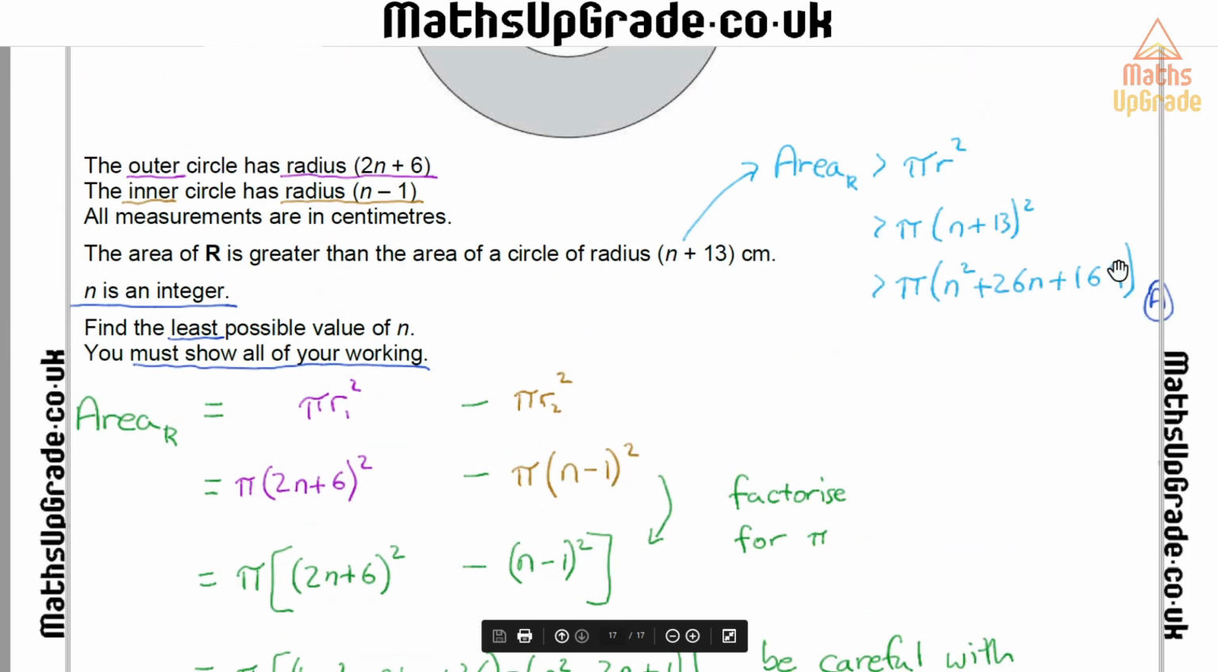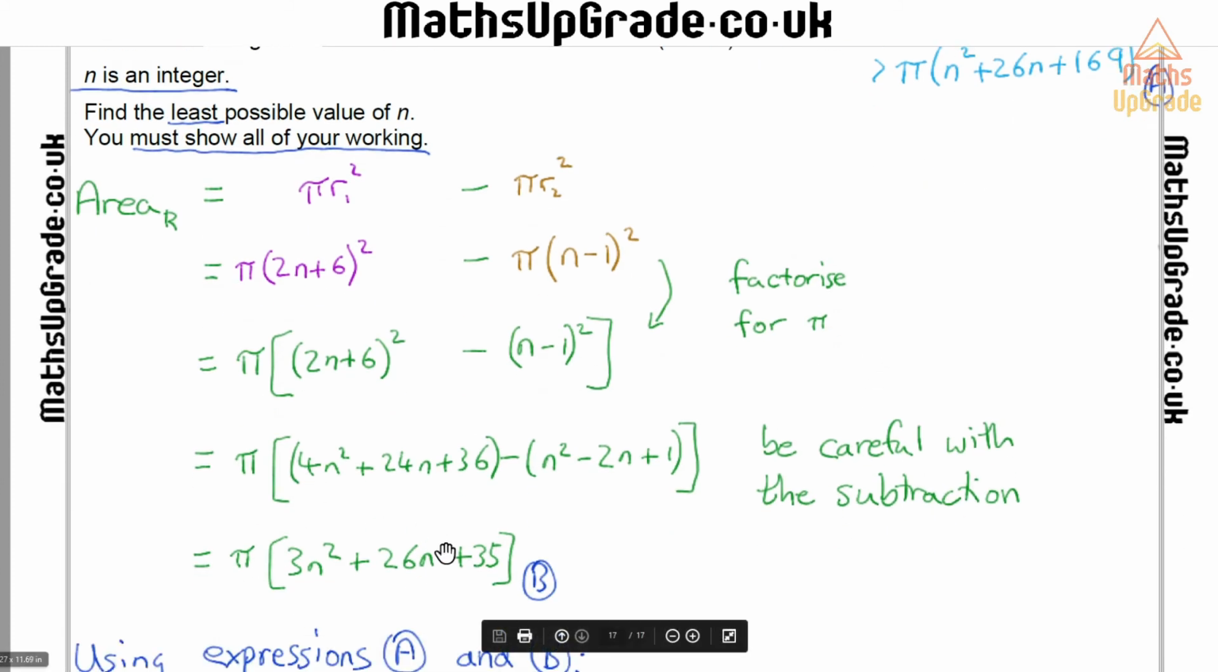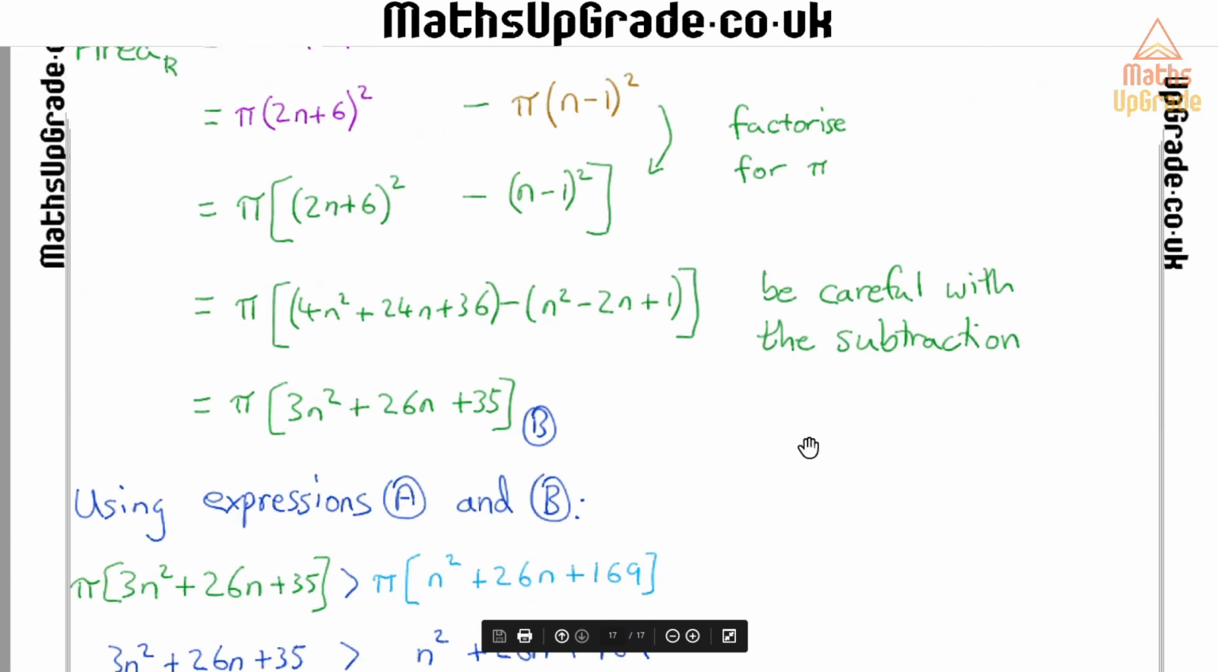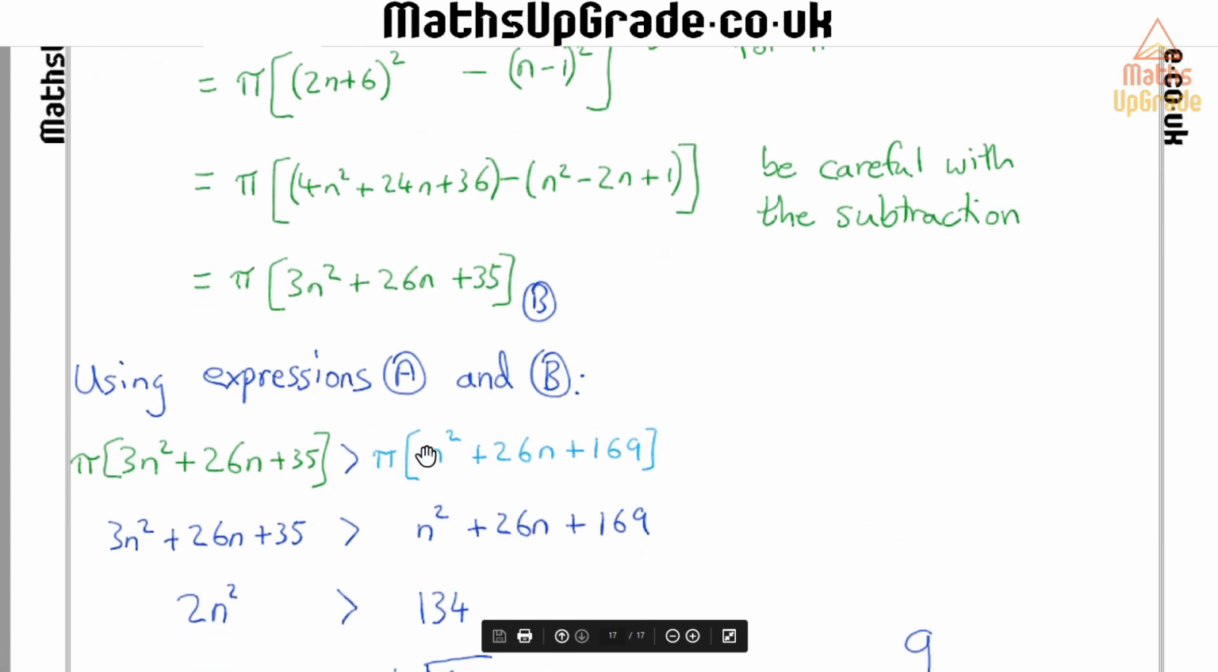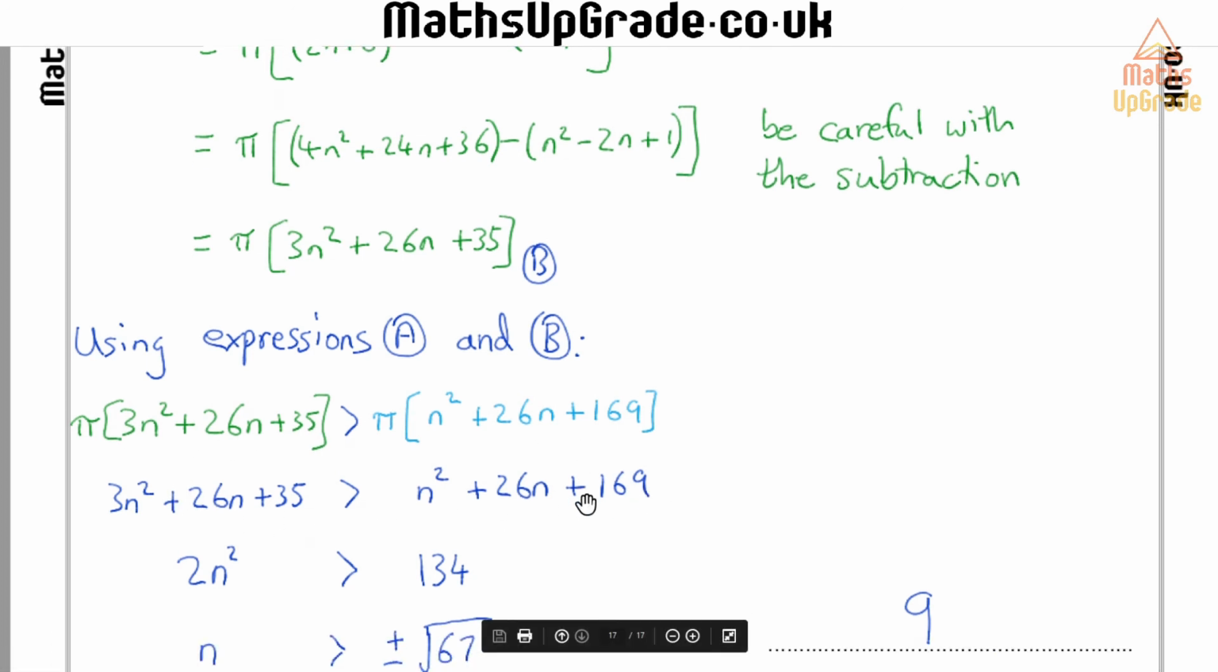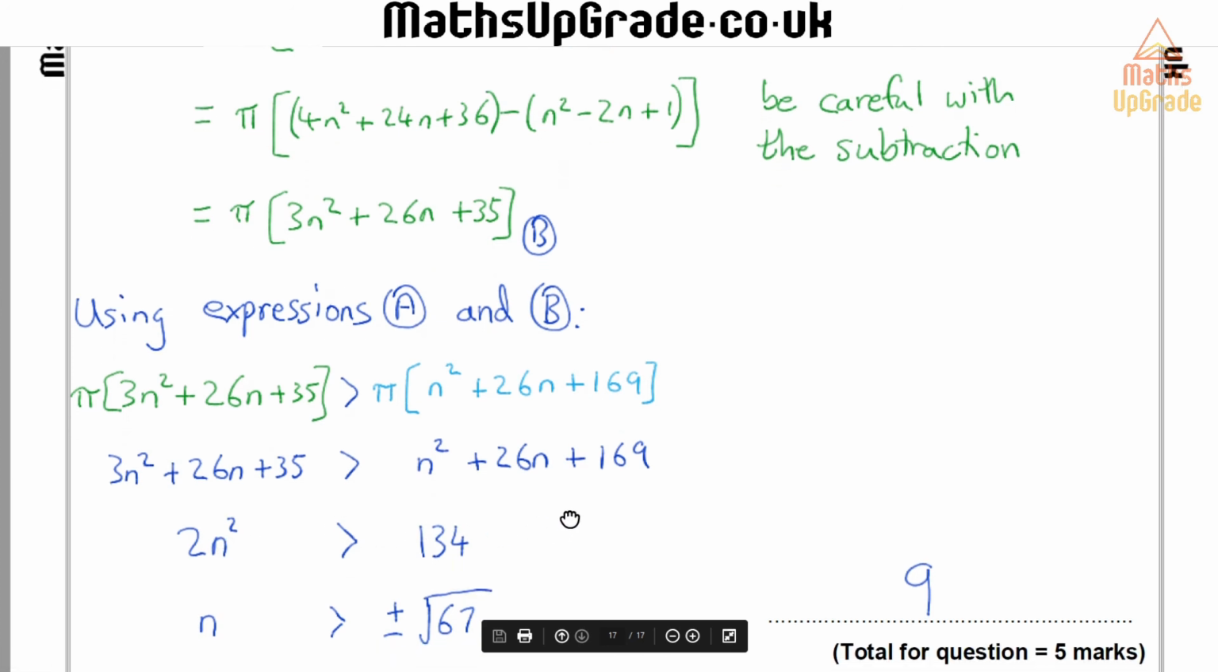So I've now got this expression up here as the area of R is greater than that, and I've got this expression here. Using these two expressions, this is the area of R, this must be greater than that, so that's where I've got that inequality from. To solve this inequality, I'm going to divide both sides by pi. Then I'm just going to use a balancing method. So I end up with 2n squared, which is greater than 134.